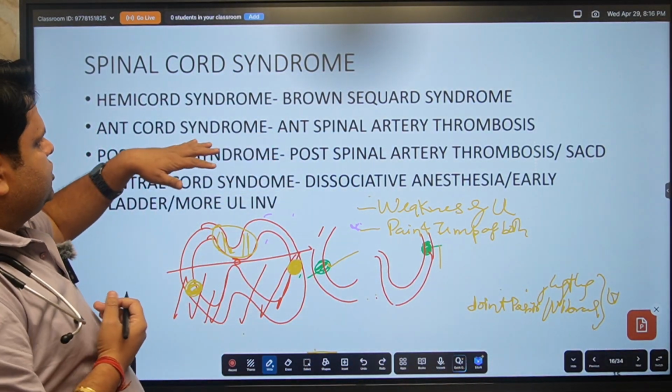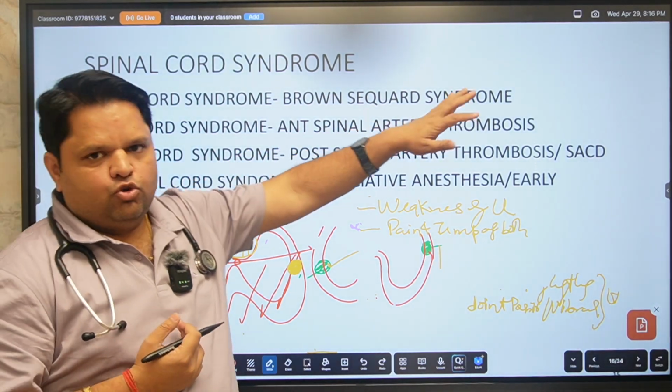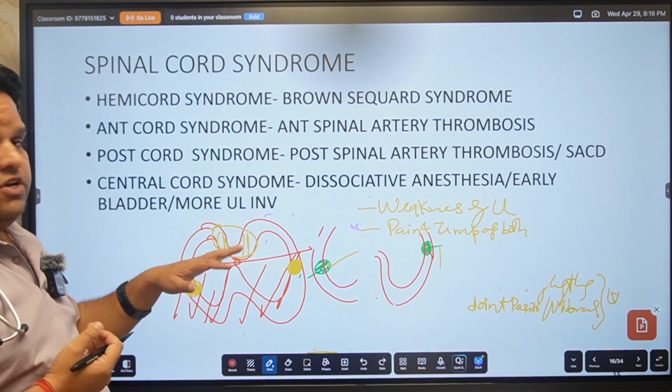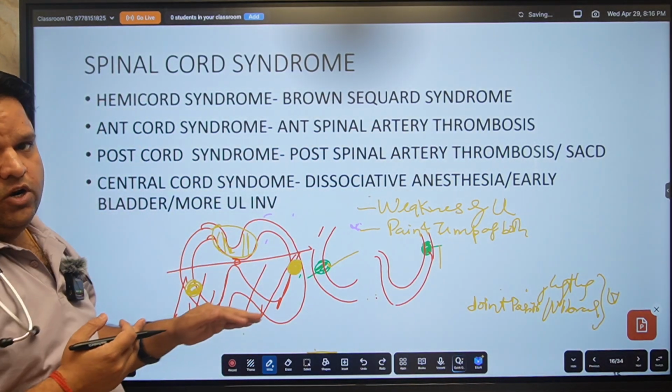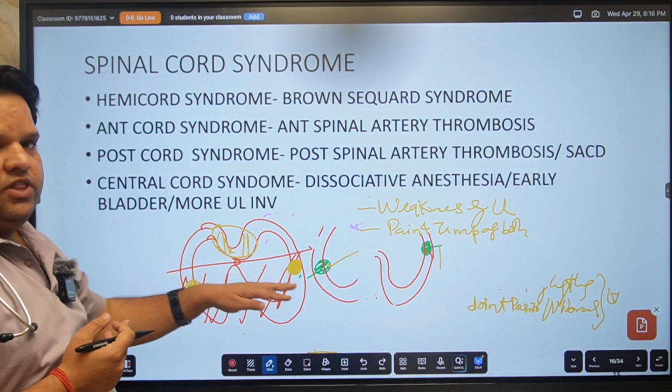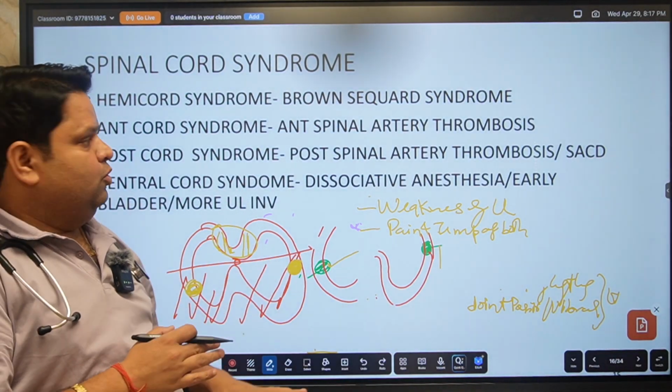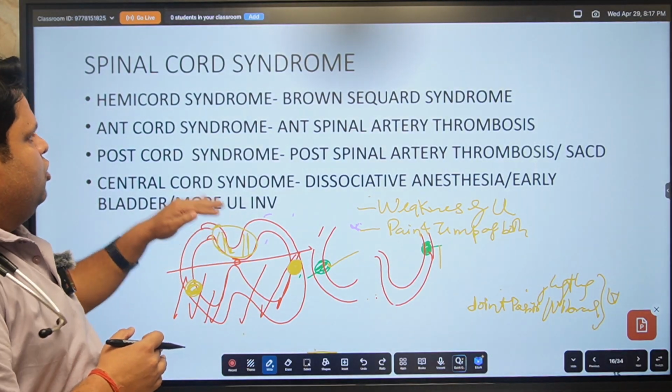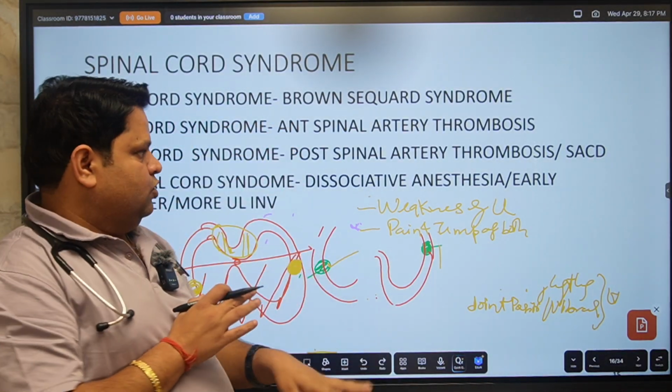So in anterior cord syndrome, there is anterior spinal artery thrombosis, which is a vascular phenomenon, an acute, sudden onset phenomenon, in which there is weakness of both lower limbs associated with loss of pain and temperature in both lower limbs, but sparing of the posterior column. This is the classical feature of anterior cord syndrome.